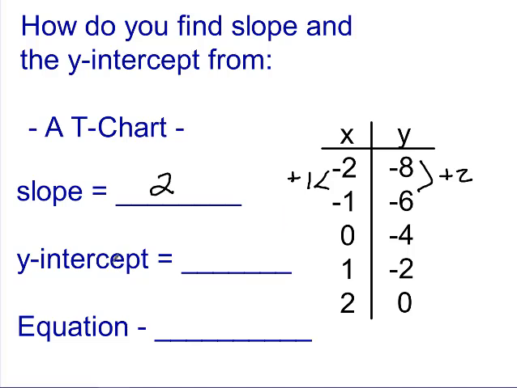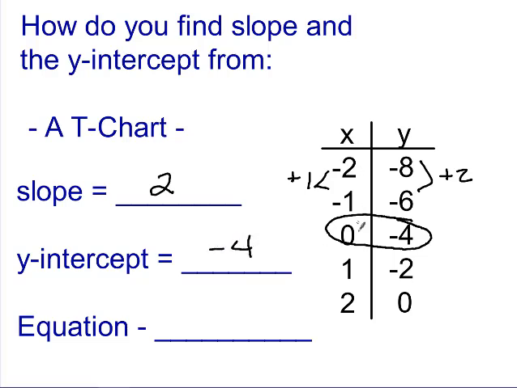Okay. Now we look for our y-intercept. We're going to look for the y value when x is 0. In this particular one, we do actually have a 0 value. So this coordinate right here becomes our y-intercept. So here's our y value of -4.